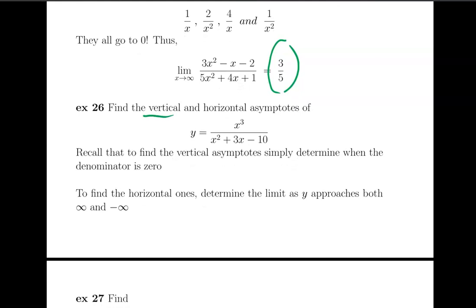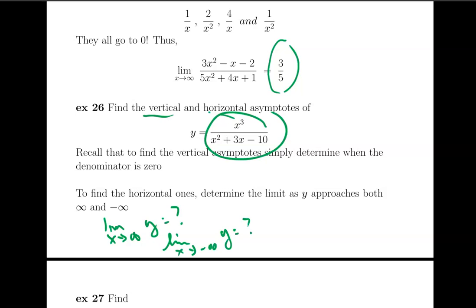So again, if we want to talk about vertical and horizontal asymptotes of this rational function, which you have done in the past, probably just not in terms of limits, to find the horizontal ones, you would find two limits, right? What's the limit as x approaches infinity of y? What's the limit as x approaches negative infinity of y, right? Again, you would divide by the highest power in the bottom, x squared. But we can see that the top is larger, so there's not going to be a value there. It's going to keep going up. But you should try this on your own, okay?